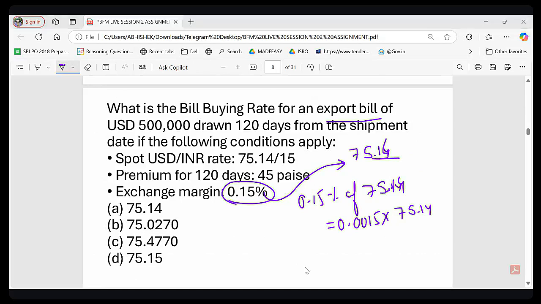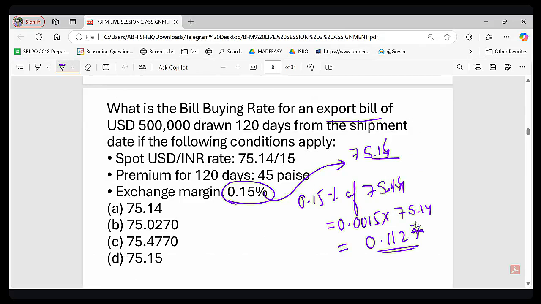Yeah, Jazz is answering 0.11271. Very good, correct. If you multiply it, you will get 0.1127, right? So we deduct this 0.1127 from the spot rate, right?